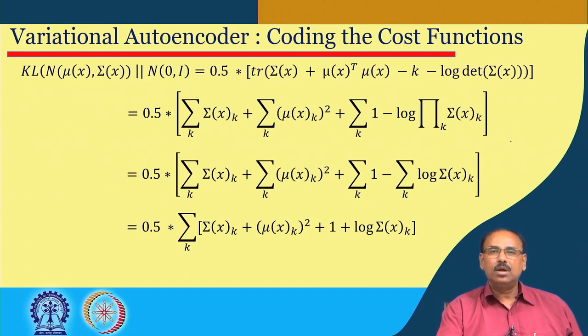I will come to the final expression. This finally comes down to 0.5 times the sum over k of sigma_k plus mu_k squared minus 1 minus log of sigma_k. This is the final closed form expression for the loss function, or the KL divergence form, that we get. And this is the advantage of assuming a normal distribution prior for Q of z given x.